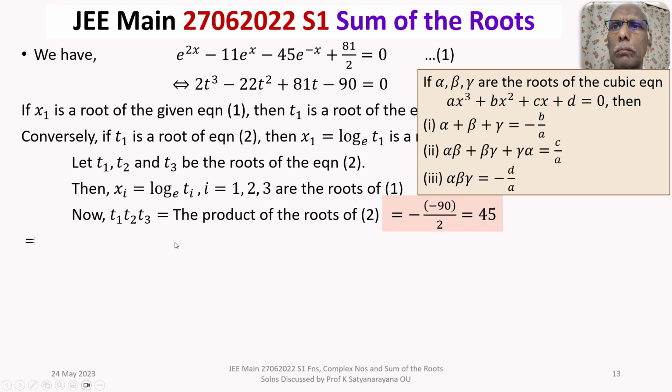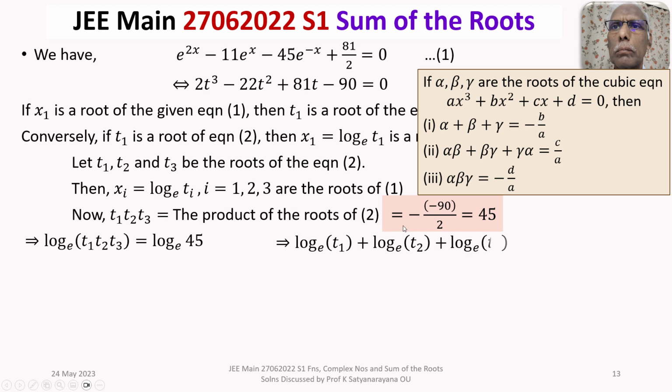Now take the logarithms on both sides. So that is log of T1, T2, T3 to the base e is equal to log of 45 to the base e. And log of the product is equal to the sum of the logarithms. That will imply log of T1 to the base e plus log of T2 to the base e plus log of T3 to the base e is equal to log of 45 to the base e. Agreed. And now what is log of T1 to the base e? x1 plus x2 plus x3 is equal to log of 45 to the base e.